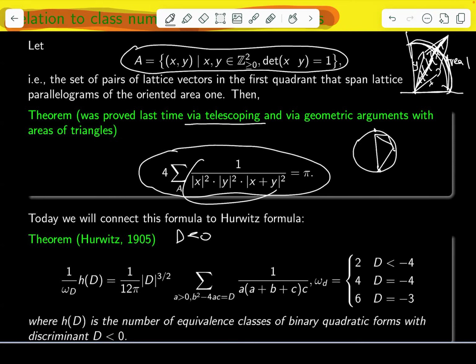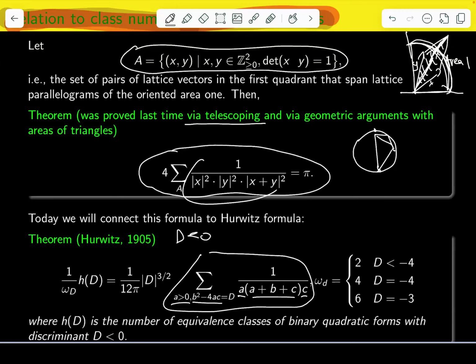Now, we have a summation. Summation of what? Of all such triples of numbers a, b, c, such that a is bigger than 0, c is bigger than 0, and b squared minus 4ac is d. That reminds us of the discriminant of a quadratic equation, and indeed it is the discriminant. And we take a summation of 1 over a times c times a plus b plus c. So usually that's an infinite sum. Well, we can ask what is the value of the sum, how it's connected to other stuff.